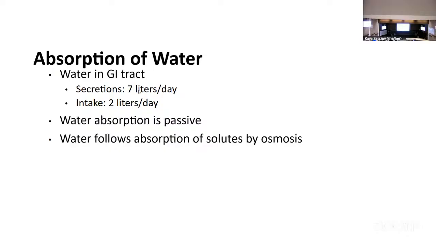This happens passively. So we're just following our absorption of solutes. So osmosis, we're just following that osmotic pull. And this is largely happening in the colon. So we mentioned that the colon is condensing everything, compacting our feces down.